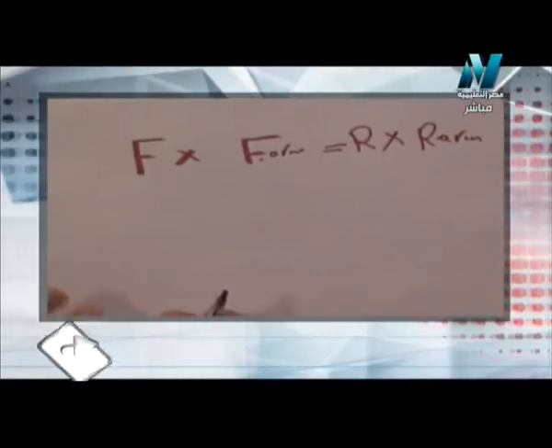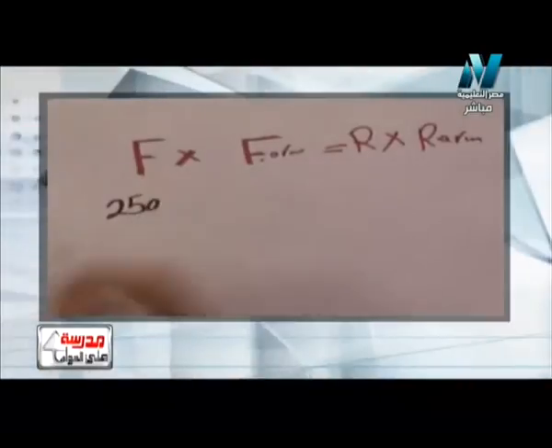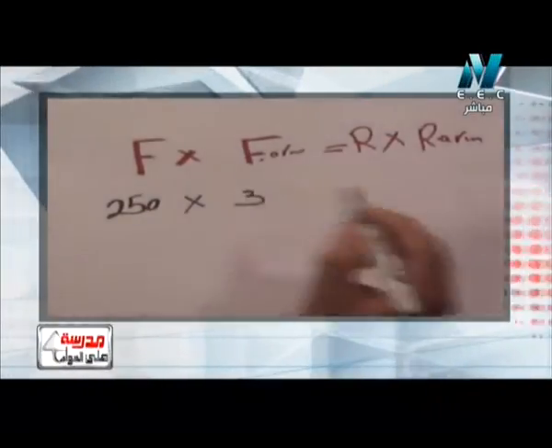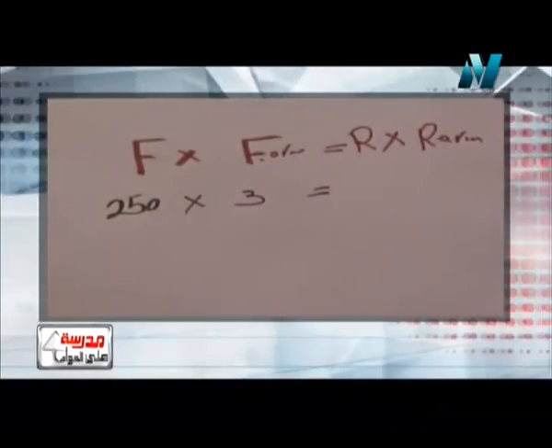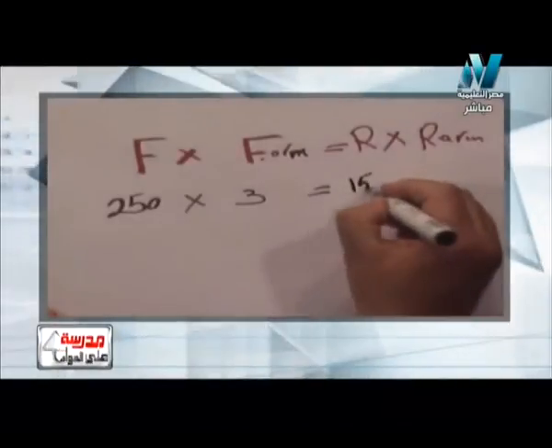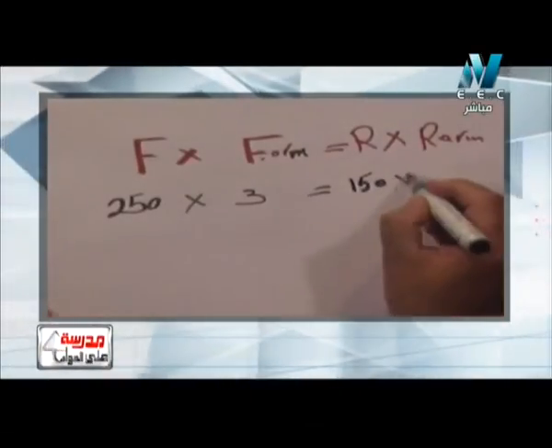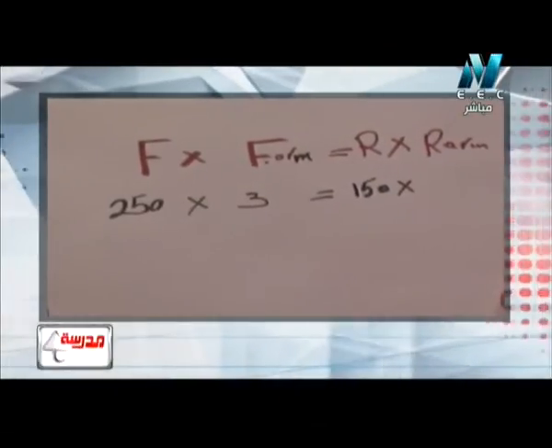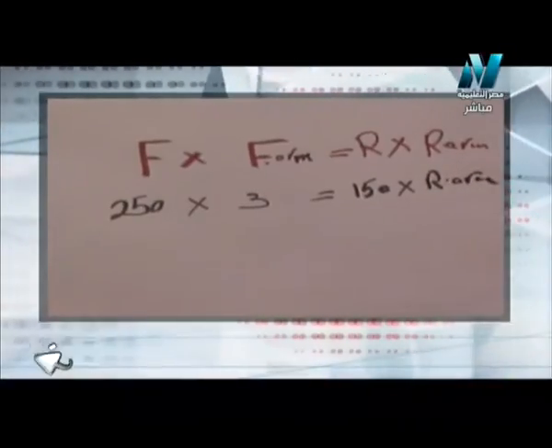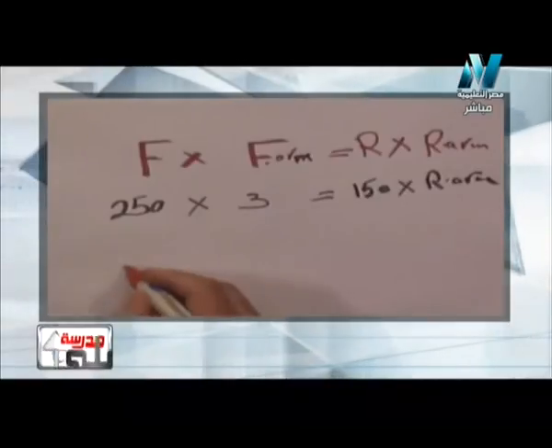If the boy sits on a seesaw, its weight is 250 Newton, so it will be the effort force, 250. And it's about 3 meters, that's the effort force arm. The girl is 150 Newton, it will be the resistance. So what about the distance for the girl? The distance for the girl will be the resistance arm.